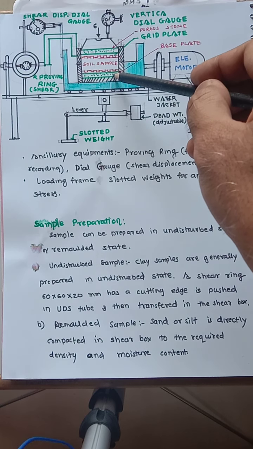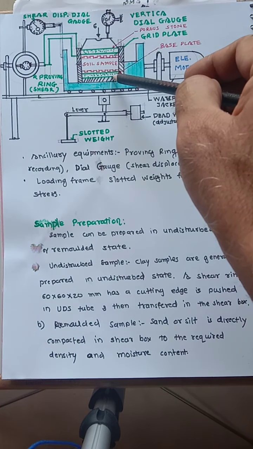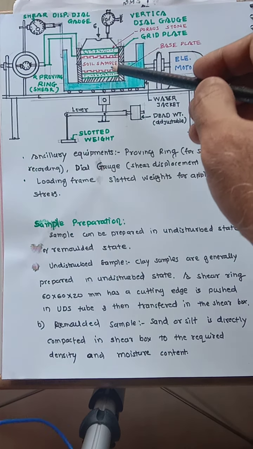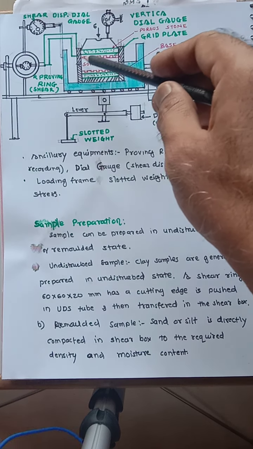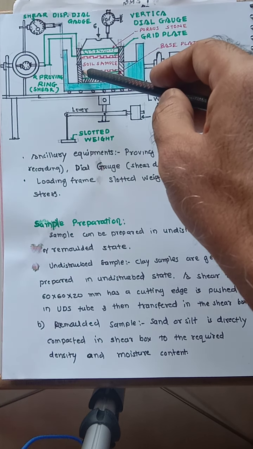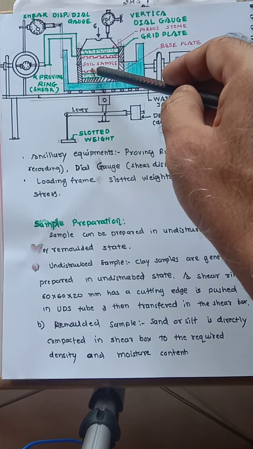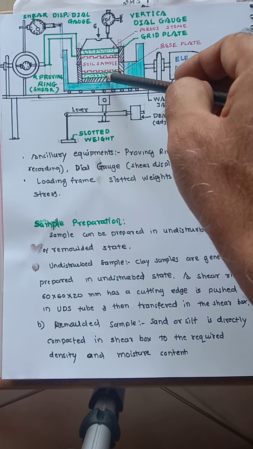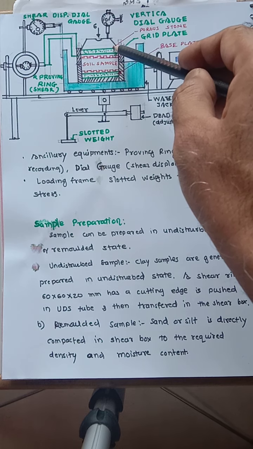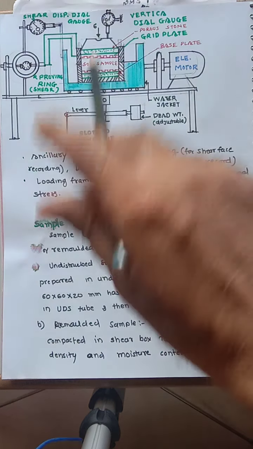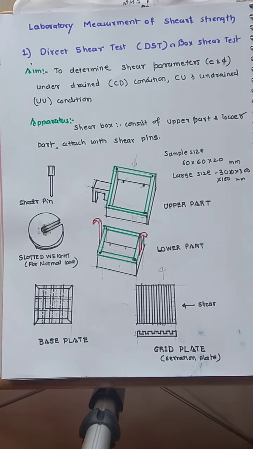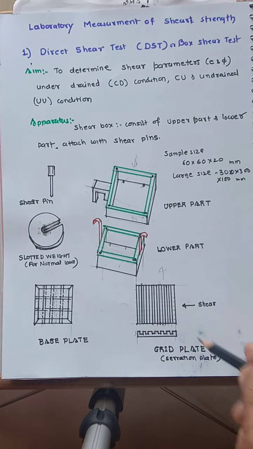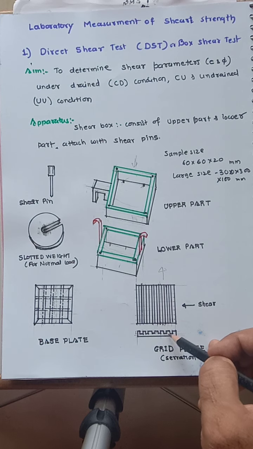Sometimes porous stones are required in CU and CD conditions. Then porous stone, otherwise they are not provided. Then this is the serration plates, and in between the sample. So the sample is sandwiched or covered between the 2 serration plates and porous stones if required. These serration plates are of 2 types. One is solid, second is porous. There is a hole in between, so there is a hole here.